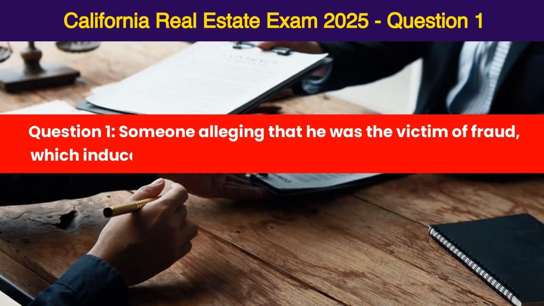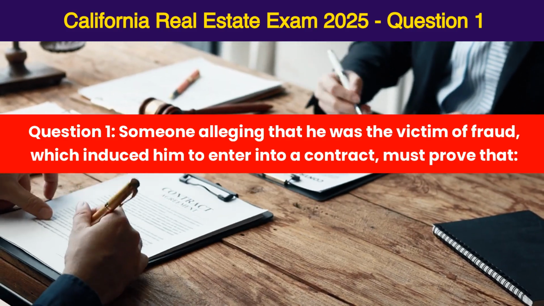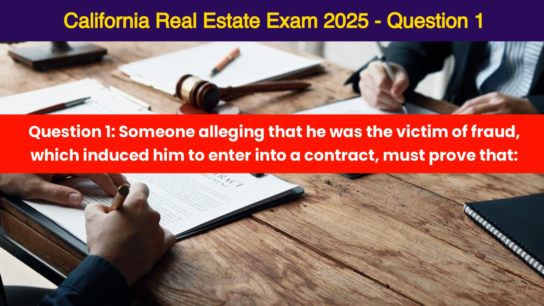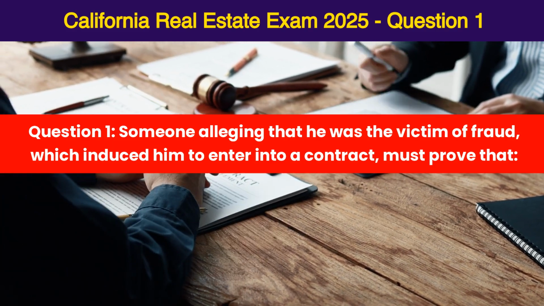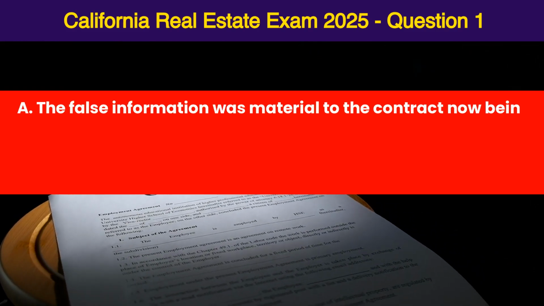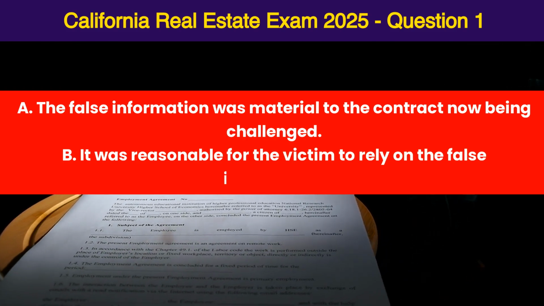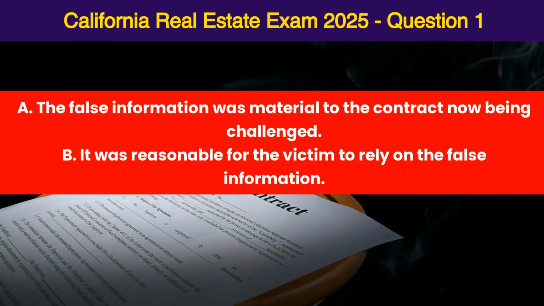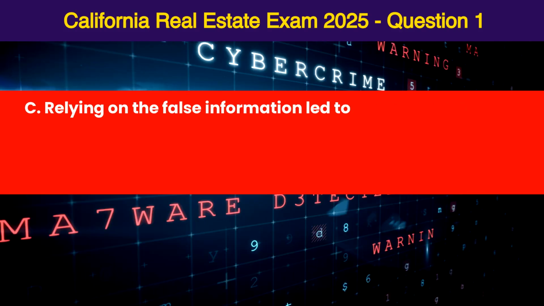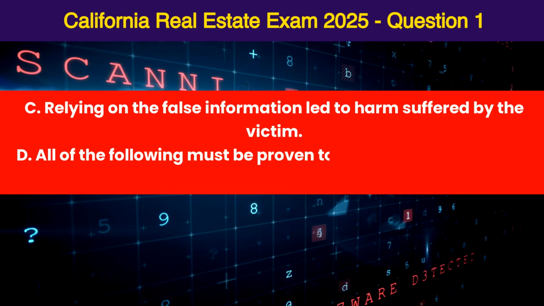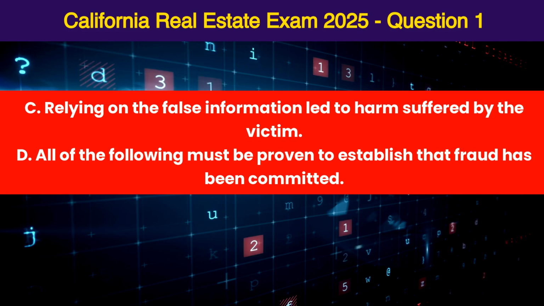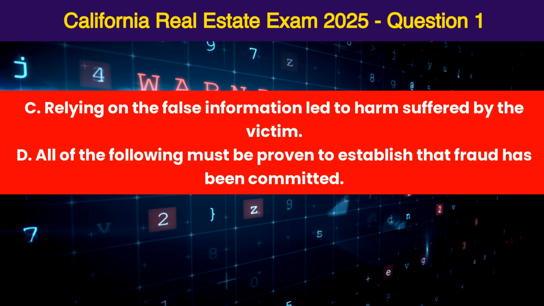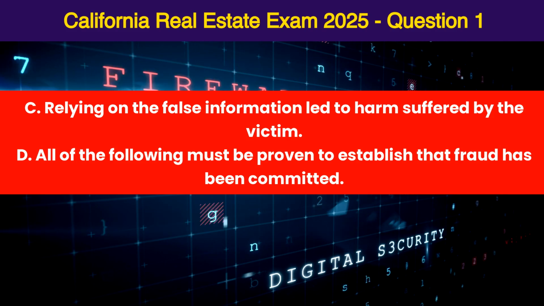Question 1. Someone alleging that he was the victim of fraud, which induced him to enter into a contract, must prove that A. The false information was material to the contract now being challenged. B. It was reasonable for the victim to rely on the false information. C. Relying on the false information led to harm suffered by the victim. D. All of the following must be proven to establish that fraud has been committed.